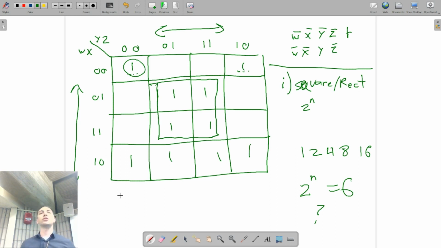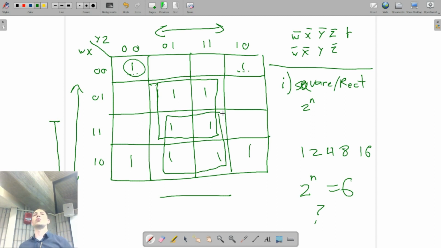Now that also means, where are there other groups of 4 here? You pointed first, so you got to tell me. Describe it. The bottom 2 rows in the middle. So this guy right here. Well, now that brings up an interesting point. Can we circle things more than once? The answer is yes.